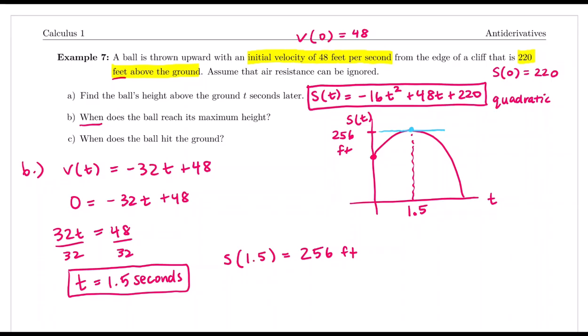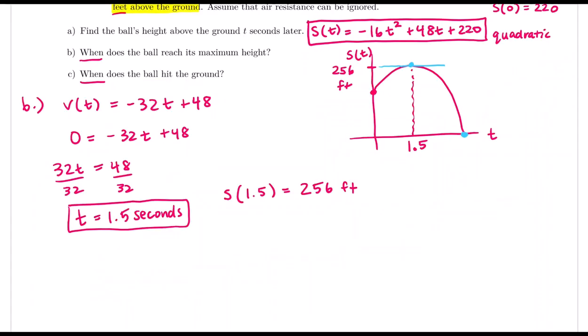Part C says, when does the ball hit the ground? We're looking for a time. This is actually not a calculus question because, again, this is a parabola and we are trying to find the time when the ball hits the ground, and when it hits the ground, it would have a height or a position of 0. So we can take our position function and set it equal to 0. This is part C: negative 16t squared plus 48t plus 220 is equal to 0.